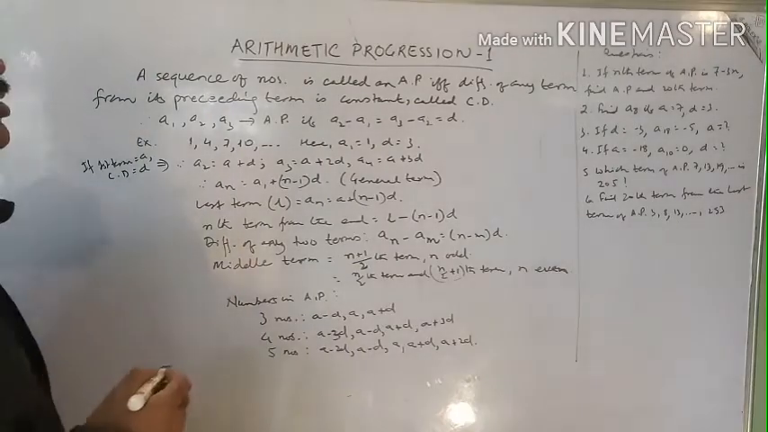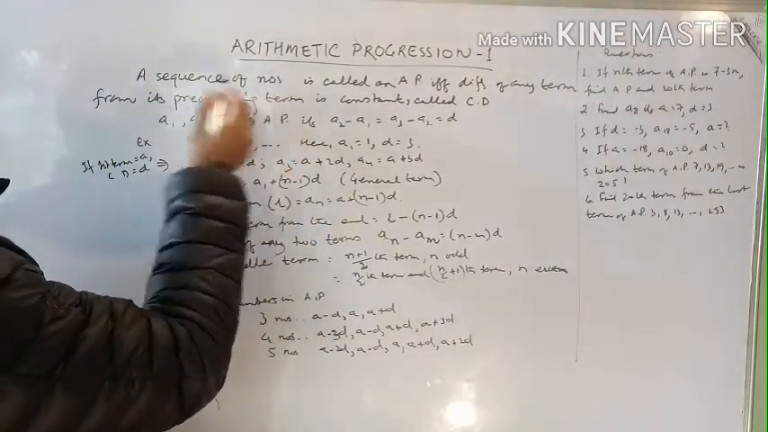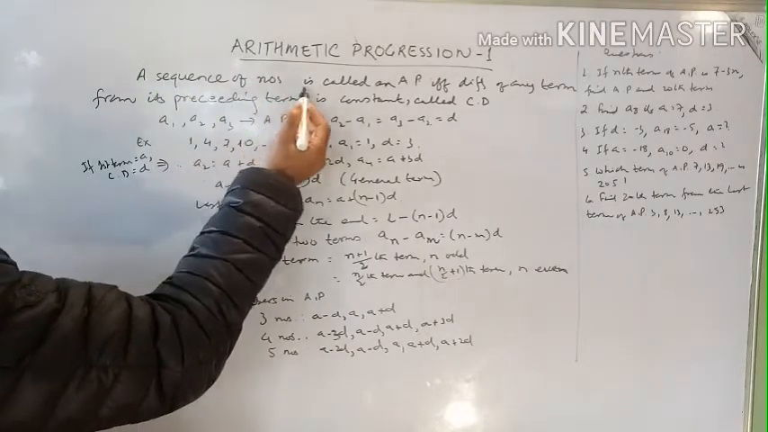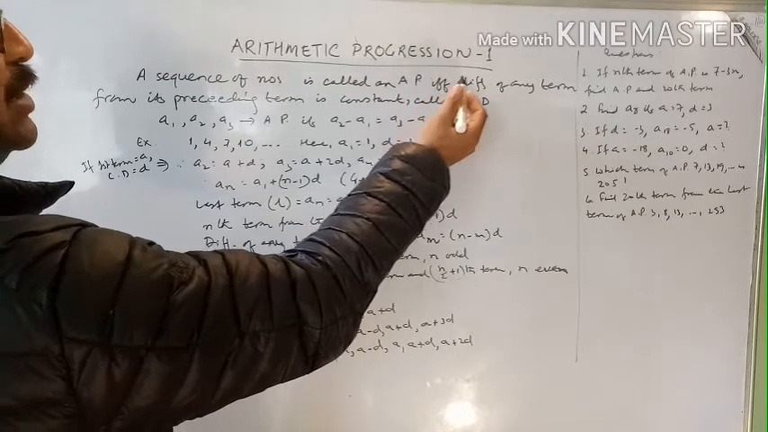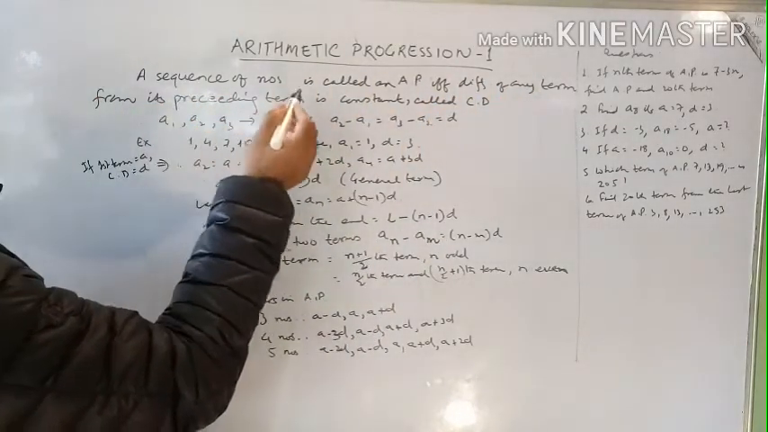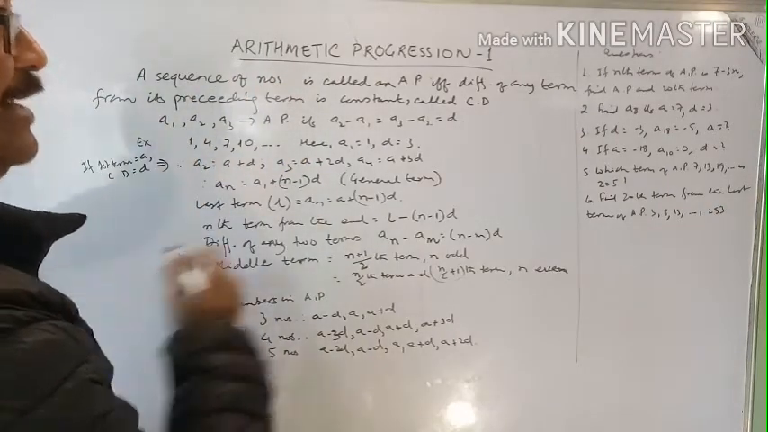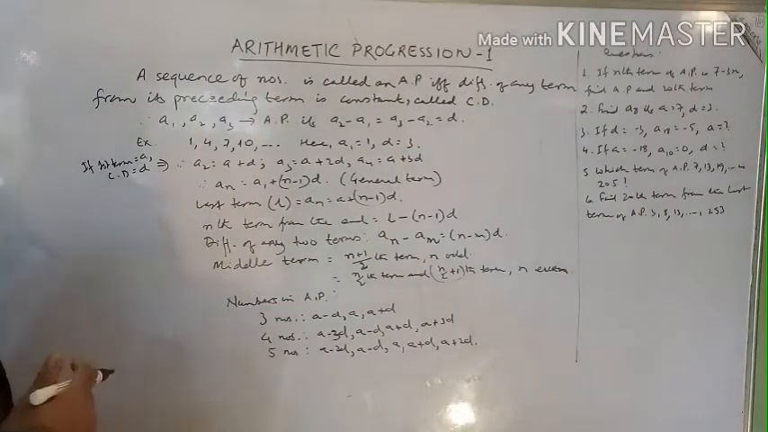A sequence of numbers, or sequence means a list of numbers, is called an AP if and only if the difference of any term from its preceding term is constant, and that constant term is called the common difference.